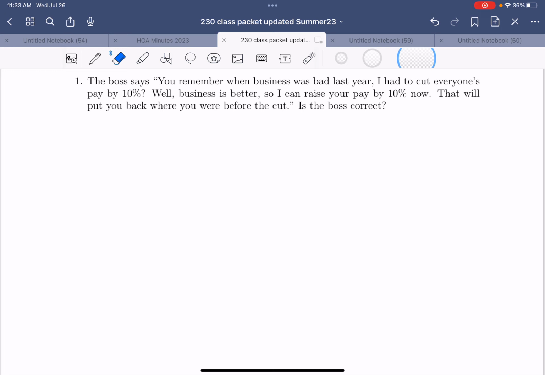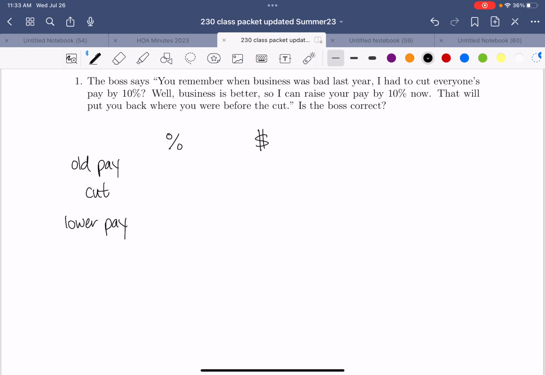The way that we do this is we're going to make up some kind of number here. First we have a pay cut, so let's analyze the pay cut first. We're going to have percent across the top and dollars, because that's what you get paid in. There's going to be an old pay, your original pay, and then they're going to cut it by 10%, and then you're going to have the new pay, which I'm going to call the lower pay, just so I can be specific. So your old pay, the cut, and the lower pay.